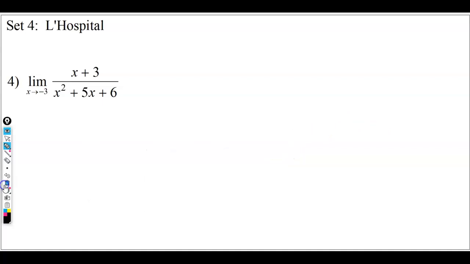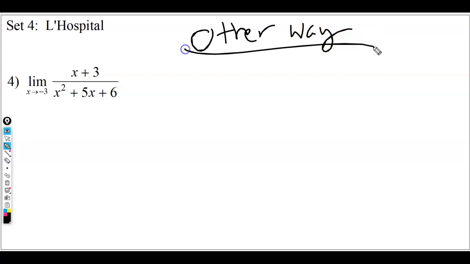Okay. Now there is another way to do these problems. And if you don't care, you can fast forward it. For the most part, it's not really going to matter, since L'Hopital does it anyway. It's easier in my opinion. But the other way to do this is by factoring.